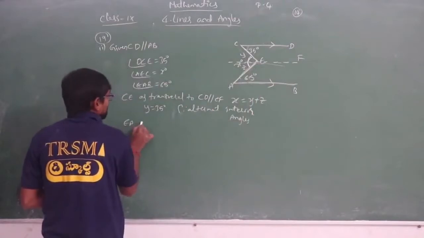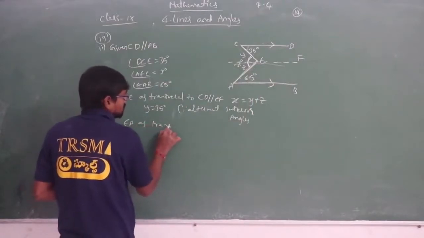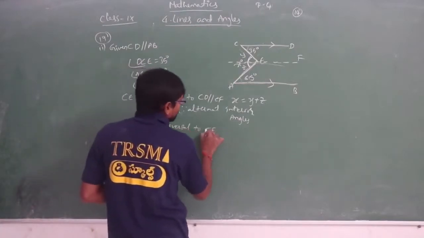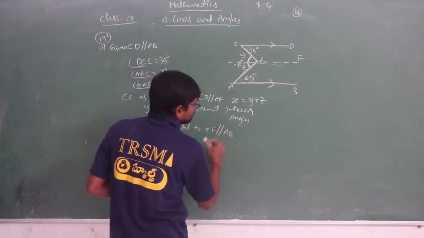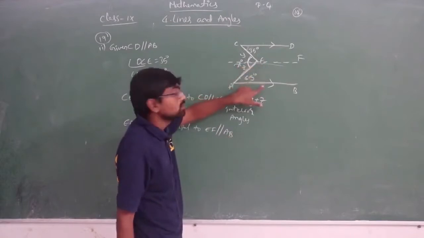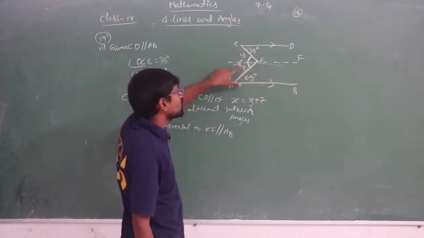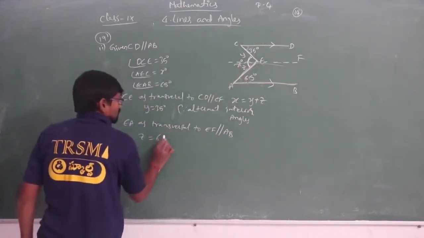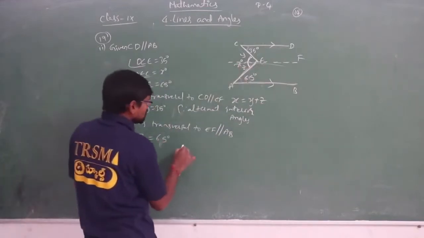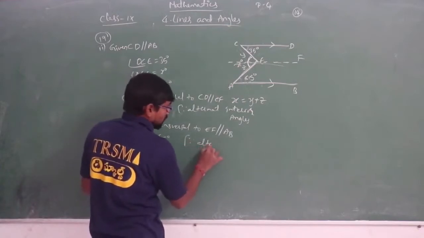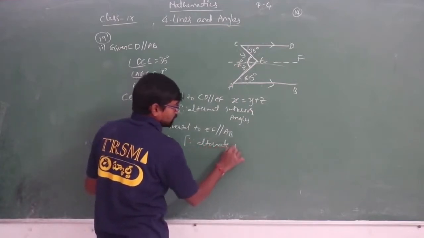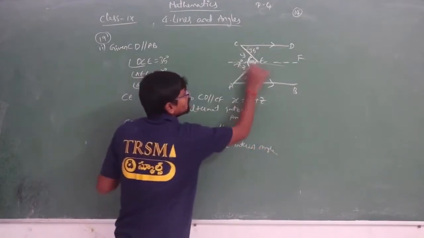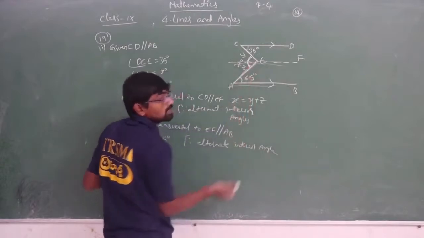Similarly, again I am taking EA as a transversal to EF parallel to AB. Then what will I get? These both angles will be equal. So z is equal to 65 degrees. Why? Since they are alternate interior angles, isn't it? This is parallel, so this angle and this angle are equal.